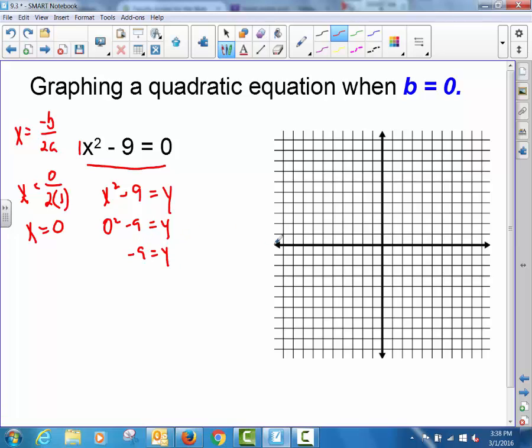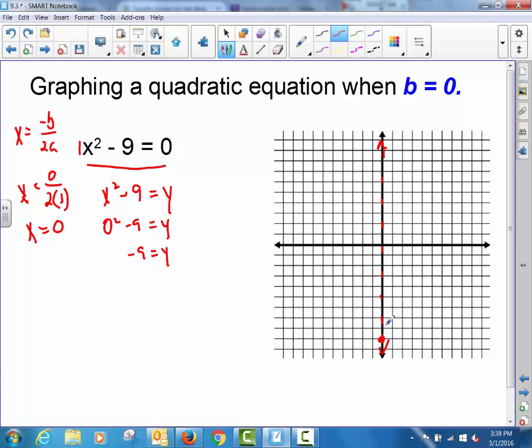So we come over here and we go to 0, which is going to be our axis of symmetry. Let me see if I can go down this line pretty well here. Not bad, don't you think? So that's our axis of symmetry. And our vertex is going to be 0, negative 9, which is right here.